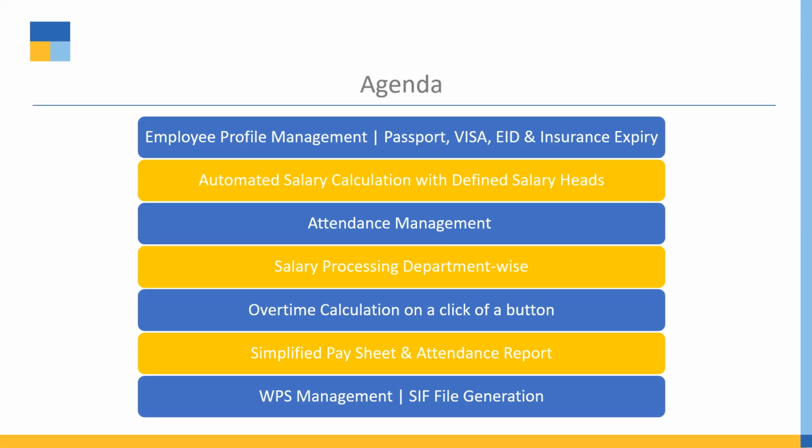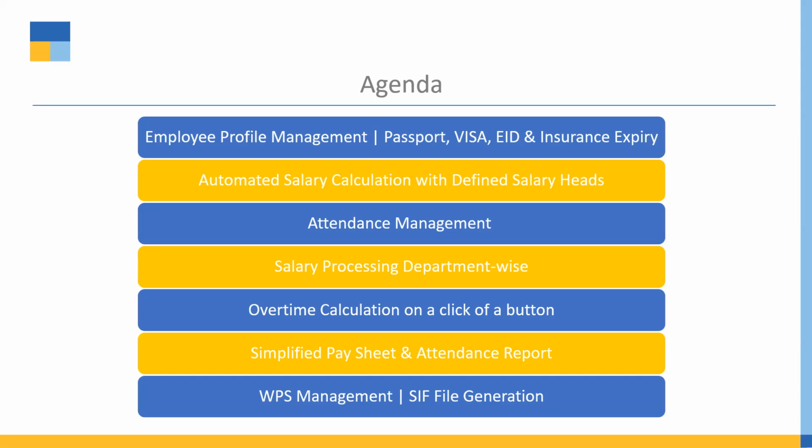overtime, whatever it is. And salary processing department wise: if you have multiple departments like sales, admin, accounts, it will calculate accordingly. So you can calculate salary department wise. Overtime calculation: once you mention that this person completed this many hours of overtime, the overtime will get calculated hour wise.